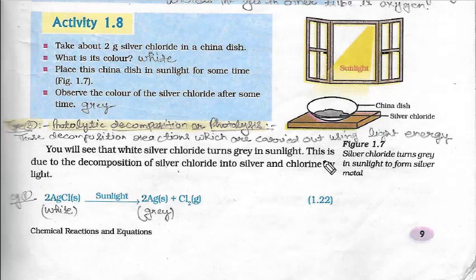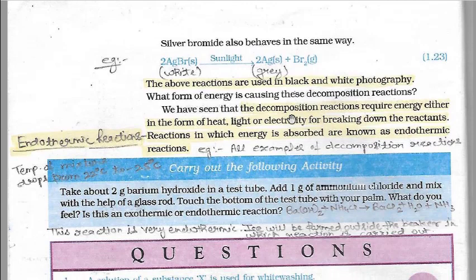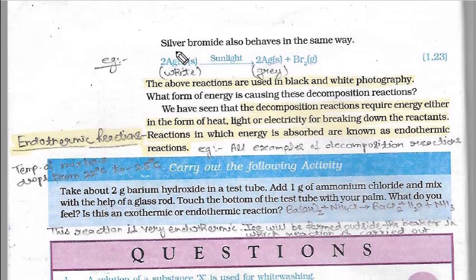Okay, so we have one more example here. If we take silver bromide in place of silver chloride, the reaction will be the same. Now the silver bromide is again white in color. When sunlight is passed through the silver bromide powder, it will convert to silver and bromine. So we will again get gray color silver. Now these two reactions are very important. Why? Because these reactions are used in black and white photography.